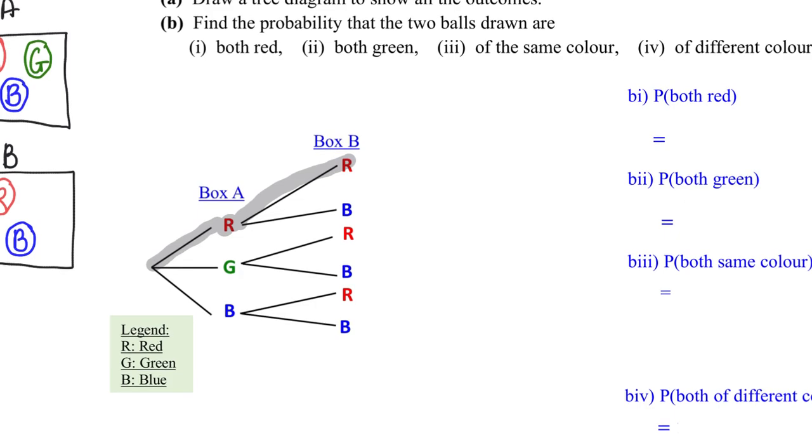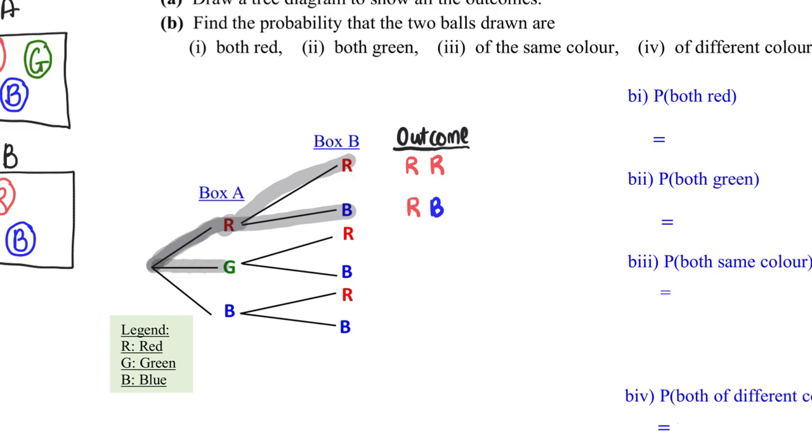So I'm going to just list out the possible outcomes so that it's easy for us to read later on. This means that the first ball is red, the second ball is red. So if I continue, this means that the first ball that I've drawn out is red, the second ball is blue.